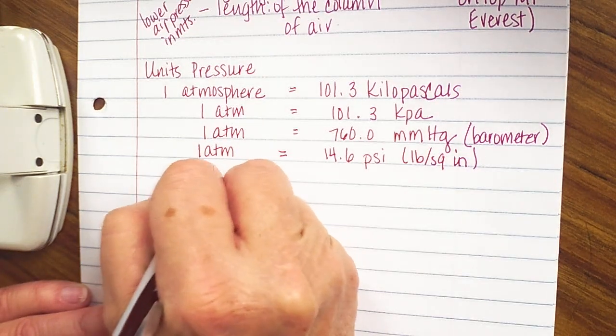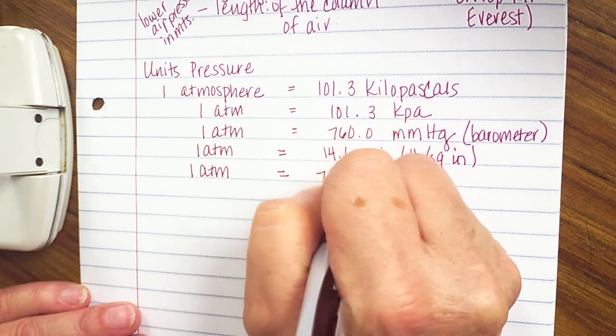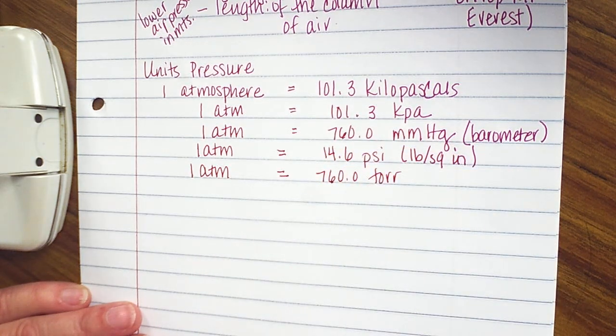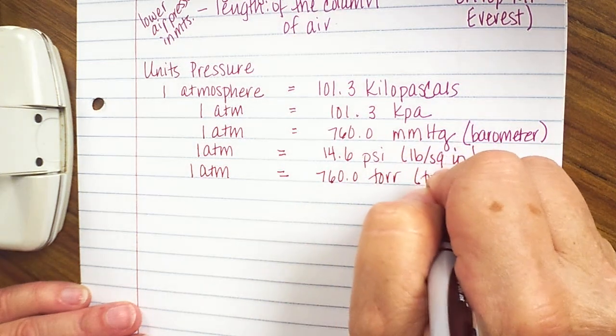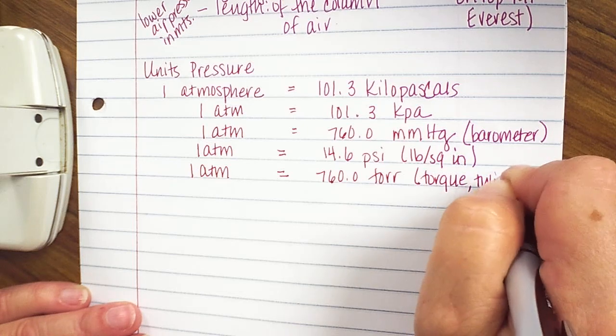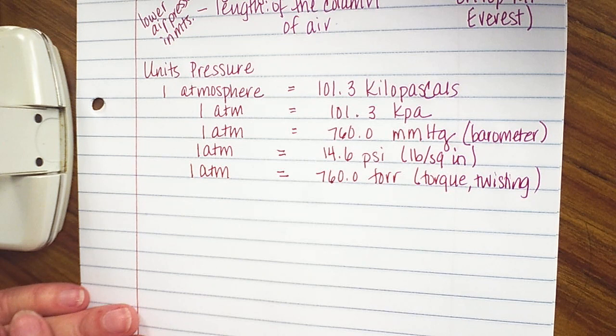1 ATM is equal to 760.0 torr. Now, torr is for torque, which is a twisting force. A twisting force. All right?